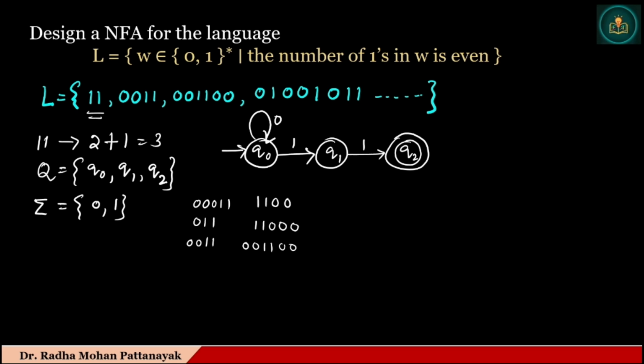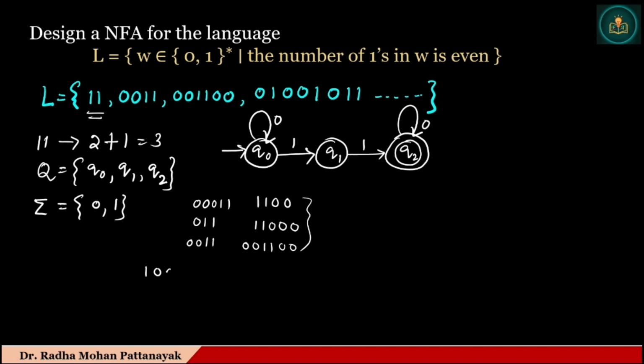This means to satisfy these strings, we will take a self loop on Q2 by reading the input 0, so that it will help you to read any number of zeros after an even number of ones. Clear? Now we'll decide if the string will read any number of zeros in between the even number of ones.